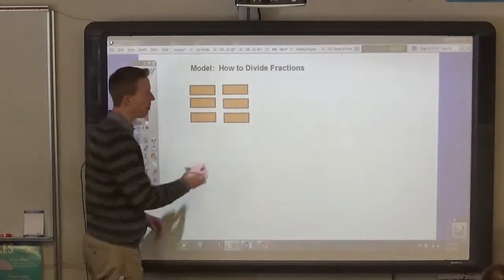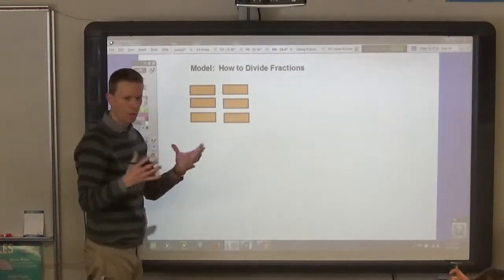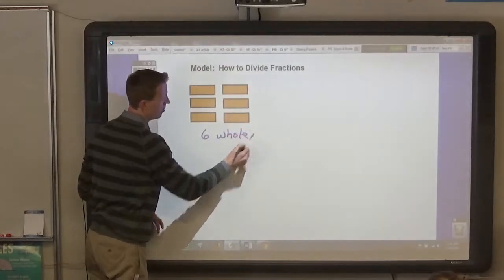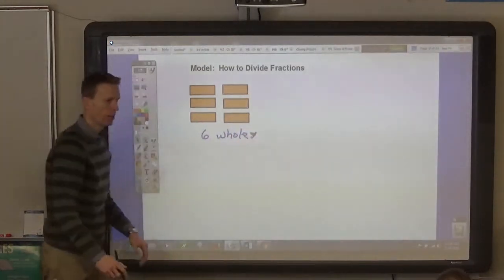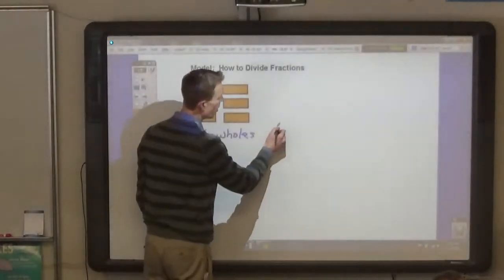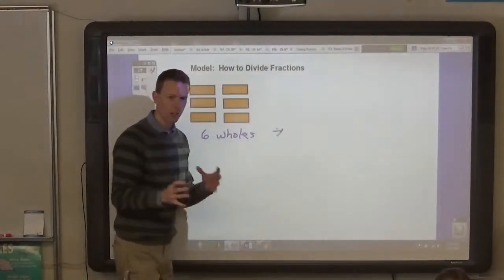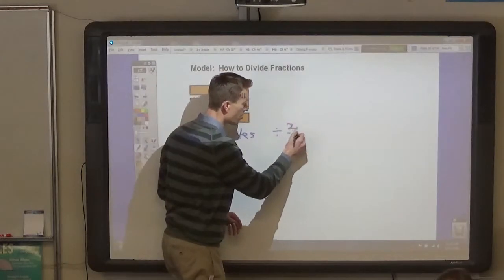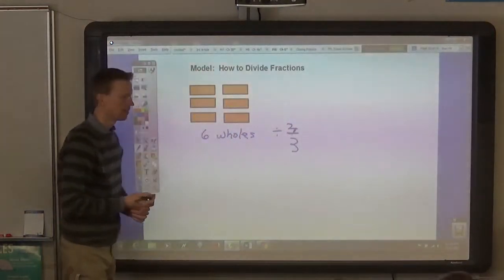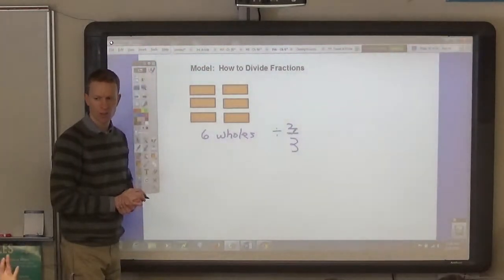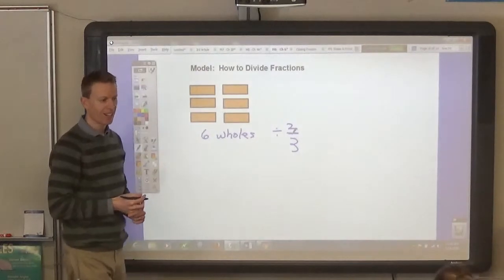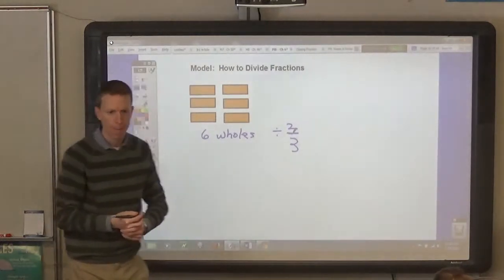This model shows 6 wholes. So write 6 wholes. Okay? And I want you to cut it and tell me how many groups of 2/3 you could make. 6 wholes divided by 2/3. So here's what you would do.